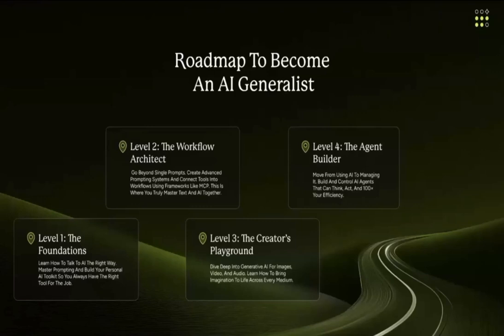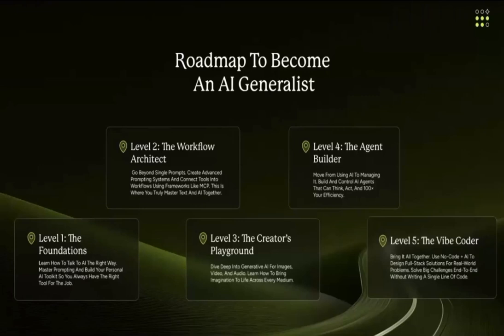Level 4 is all about building AI agents. How can you convert a problem and bring a solution by actually building an AI agent, because an AI generalist doesn't only solve problems, but actually builds AI agents and manages them as well. That is level 4, the agent builder, which we're going to touch base on tomorrow.